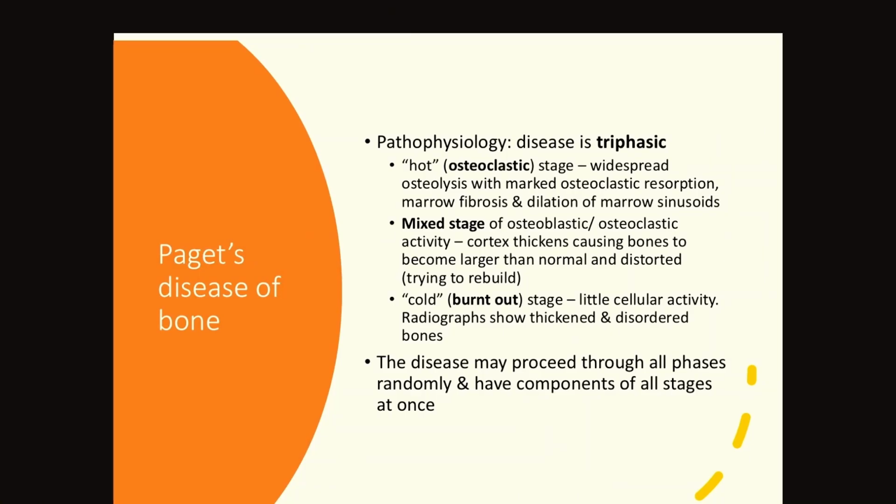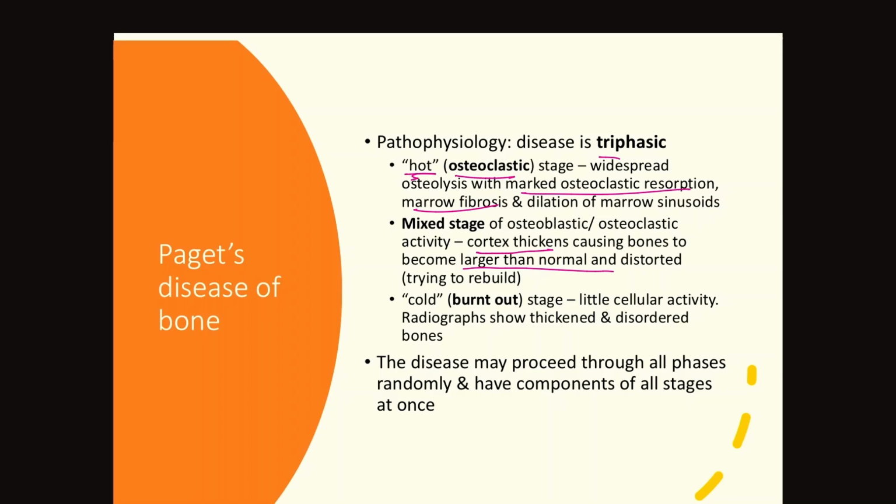So Paget's disease is a triphasic disease. There are different phases. There's a hot phase, which is osteoclast activity. So what are we doing to the bone? Breaking it down like crazy. Osteoclast activity, causing bone marrow fibrosis and dilation of those little sinusoids.